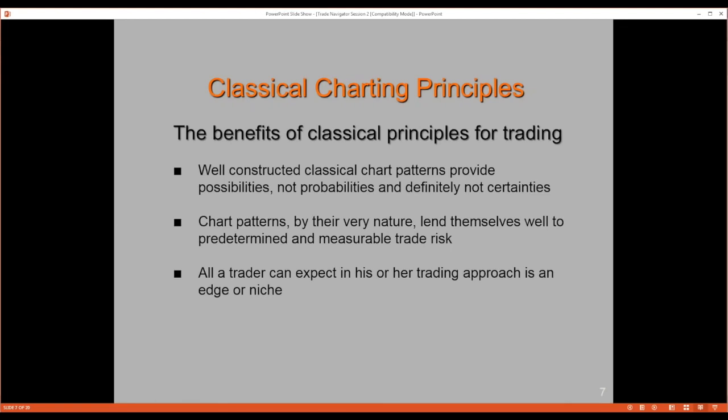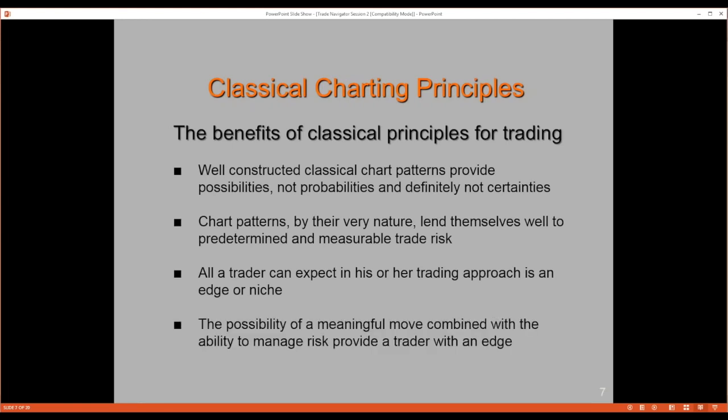All a trader can expect in his or her trading approach is an edge or a niche. That's it. Sometimes the niches aren't very big. Sometimes the edges aren't very big. But it's all that we really have as traders, an edge or a niche, and we have to exploit those. The possibility of a meaningful move combined with the ability to manage risk provides a trader with an edge.